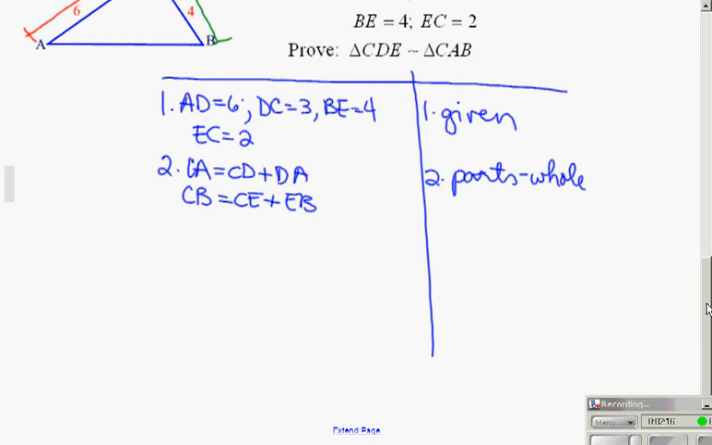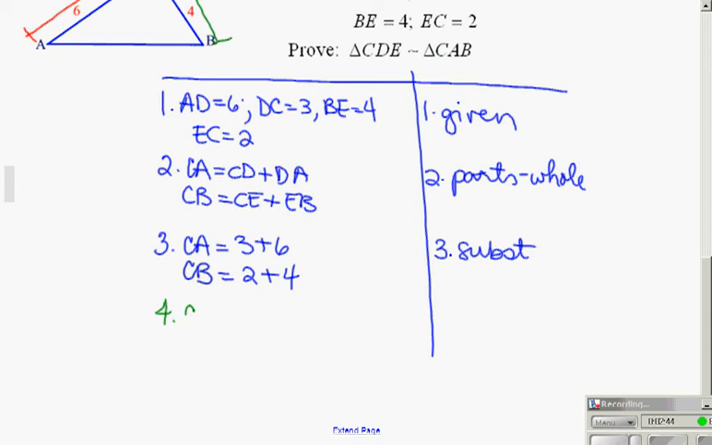Now that I have those two in there, I'm going to do a little math substitution here, and I'm going to say that CA is equal to 3 plus 6, and CB is equal to 2 plus 4. That is by substitution. While it's tempting, we can't add those in the same step that we're substituting. Remember, one step per line. So CA is equal to 9 and CB is equal to 6, and I can do that by addition.